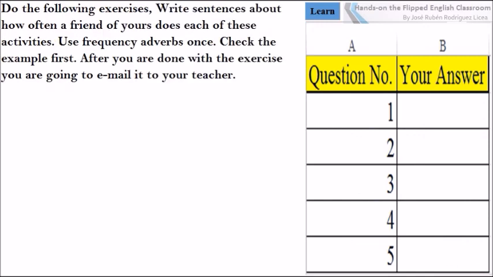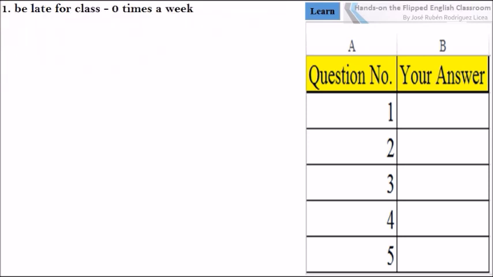Do the following exercises. Write sentences about how often a friend of yours does each of these activities. Use frequency adverbs once. Check the example first. After you are done with the exercise, you are going to email it to your teacher. 1. Be late for class 0 times a week. 1. My friend is never late for class.